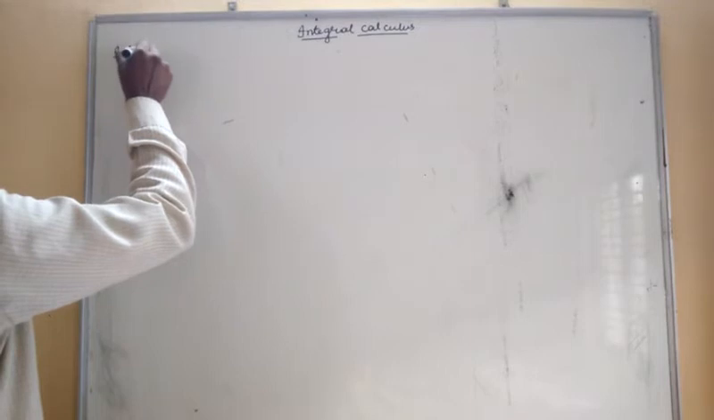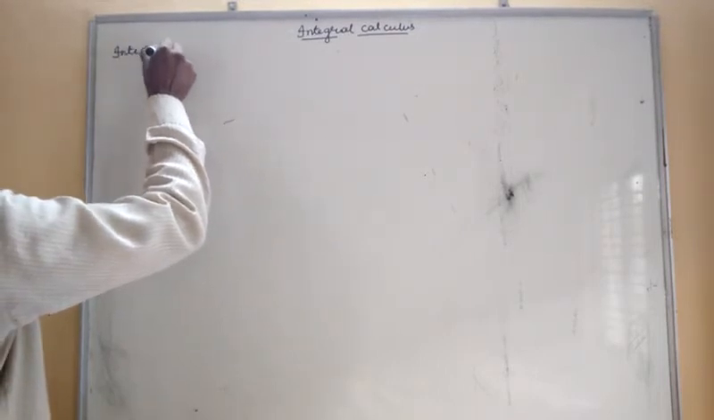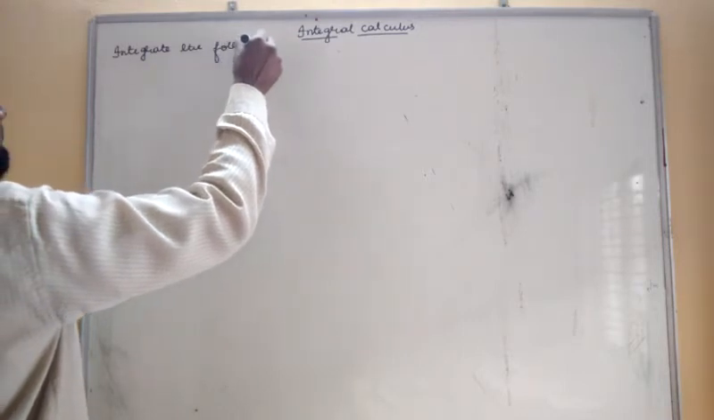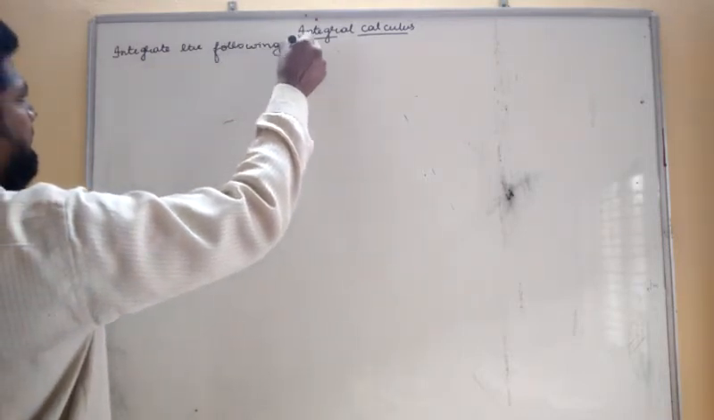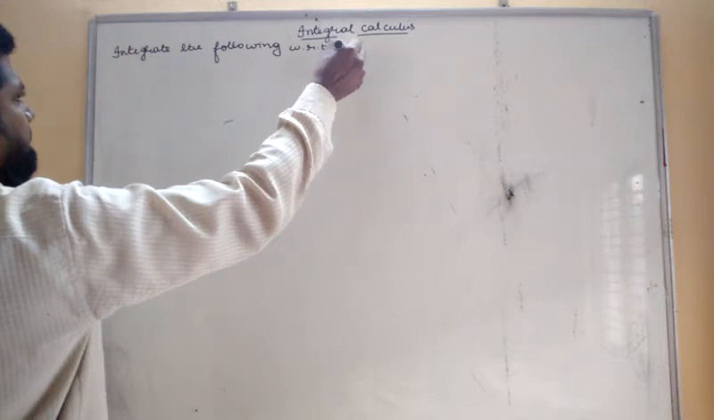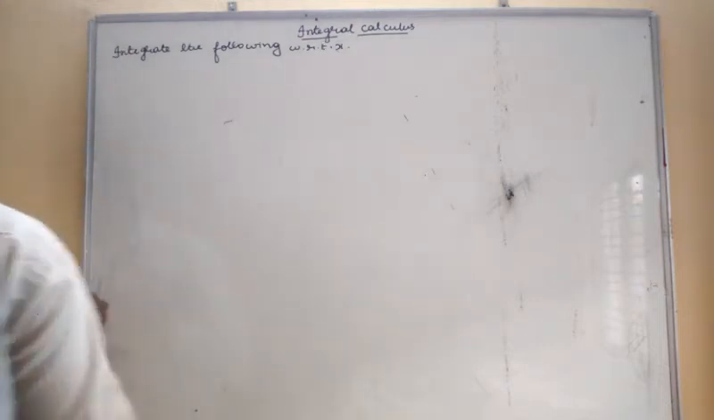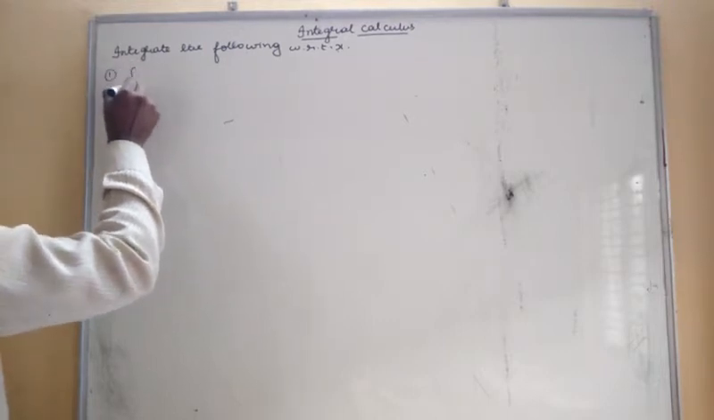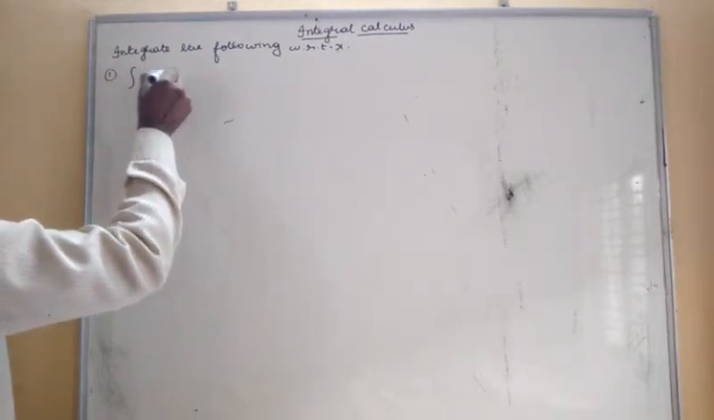Integrate the following with respect to x. Let us take the first one, integration of 1. How is the integration of 1 equal to x?